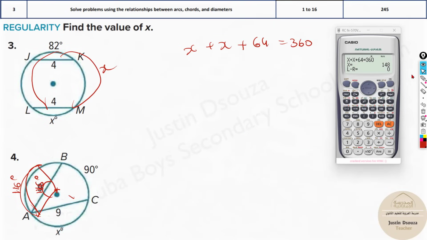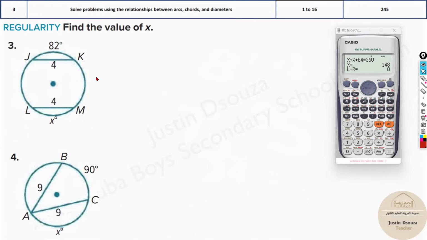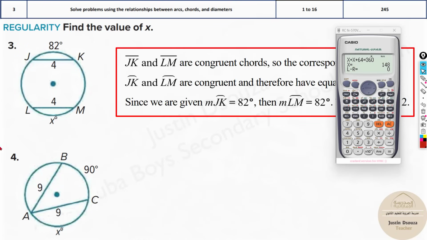Very straightforward problems. Now, what about these ones? Please try to solve them by yourselves and then watch the explanations. Here we have been told this is 82 degrees and this is 4, the dimension of this chord. And here also the chord is 4, and if we have congruent chords, the angles will be equal. X must be 82 here.